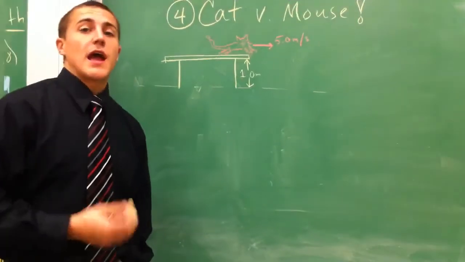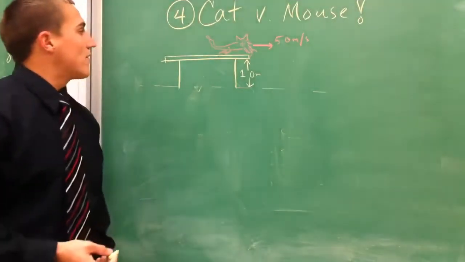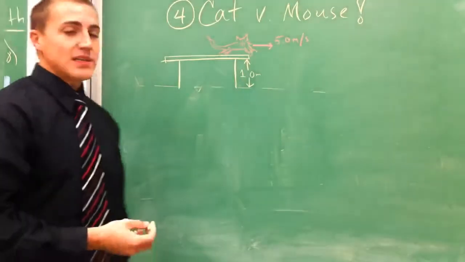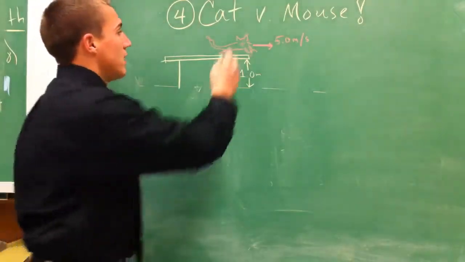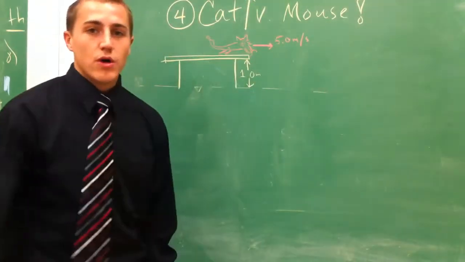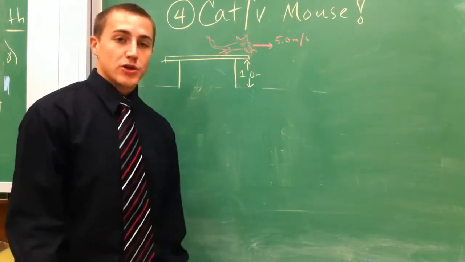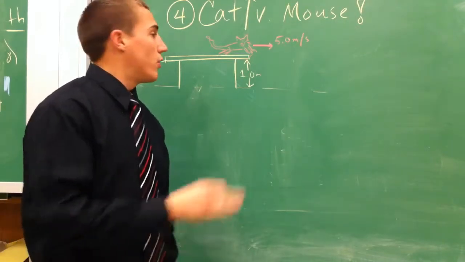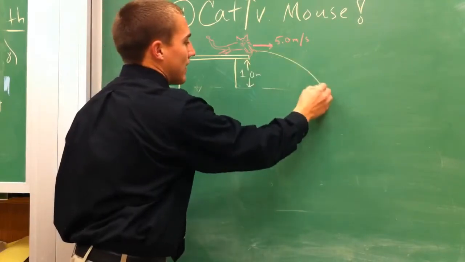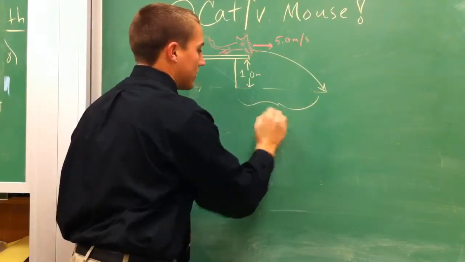Okay, number 4 is our cat versus our mouse problem. We have a cat who's chasing a mouse on a table that's 1 meter high. Just as he's about to get the mouse at the end of the table, the mouse jumps into the air, and the cat goes flying off the table with a velocity of 5.0 meters per second in the horizontal plane. The question's asking, where is this cat going to land? How far from the table is the question?